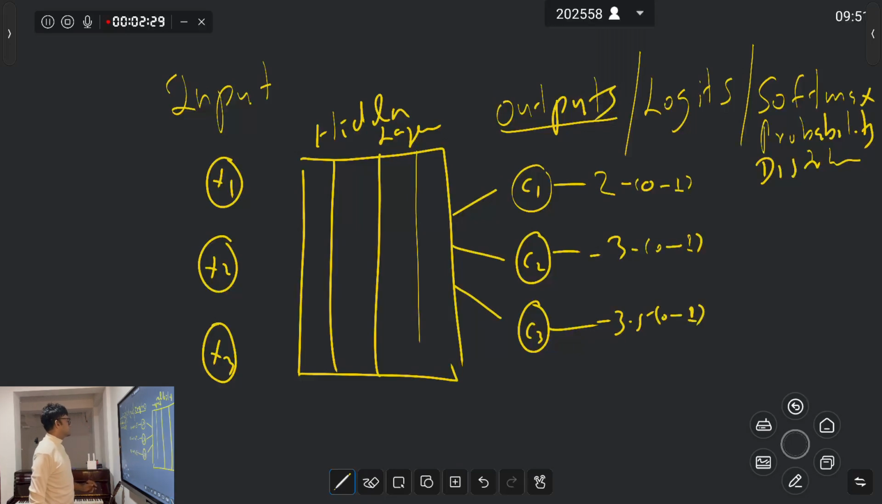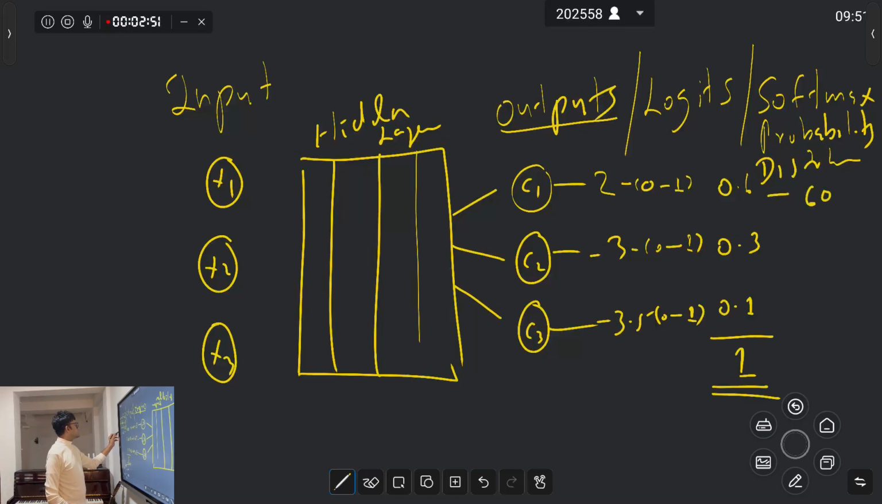For example, we'll say this will be 0.6, this could be 0.3, and this can be 0.1. But the important thing is the total will get added up to 1. So it's almost like a probability, right? So then we can actually say this is 60%, this is 30%, and this is 10%. So these are more like confidence levels, right? You can say 60% of the time it could be class 1, 30% of the time it can be class 2, 10% of the time it's class 3.